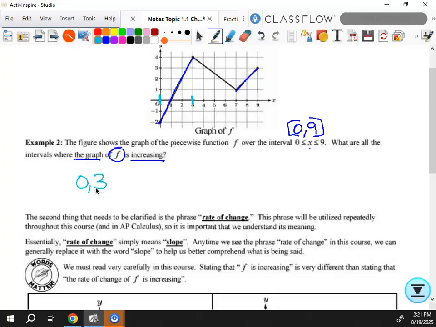Now, at 3, right here, is the function increasing or decreasing? At 3? Oh, yeah, we don't know what's happening, right? It's where it's changing. So when we write intervals of increasing and decreasing, we leave them open no matter what. Okay? Then I have a second interval, so I've got to union that. And what's that next one going to be? 7 to 9. Good.